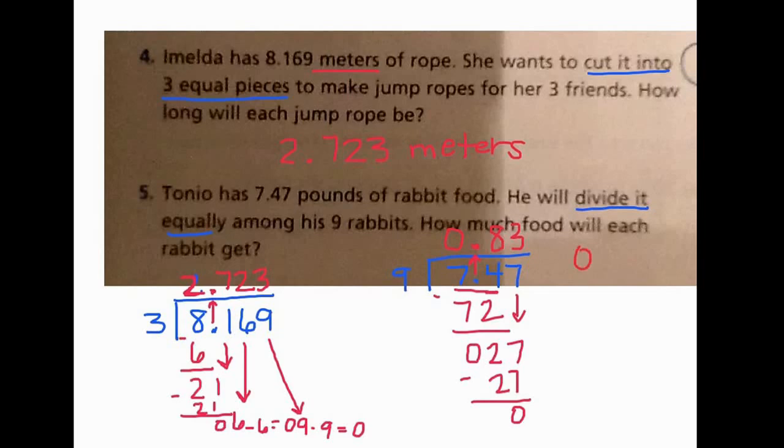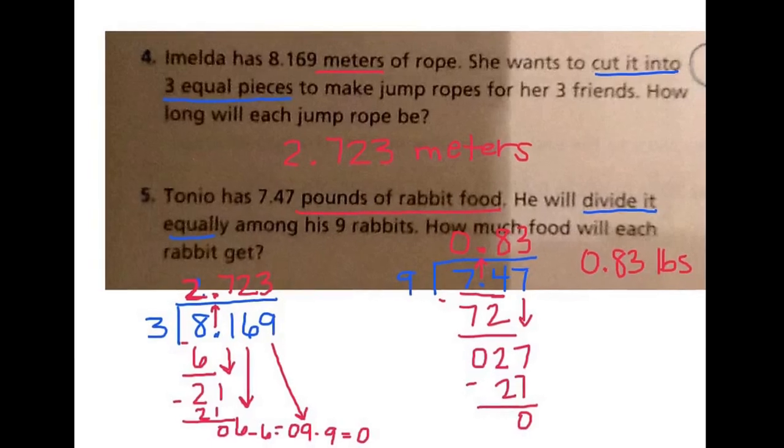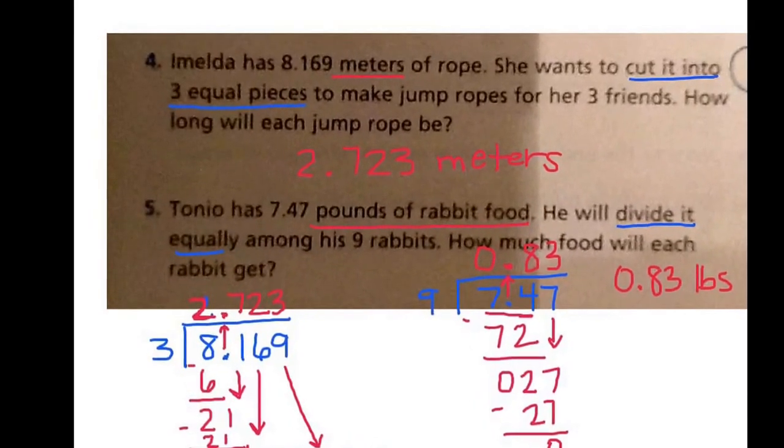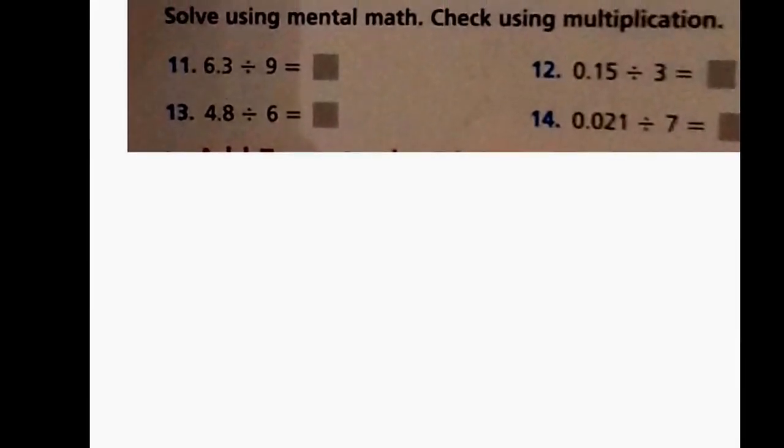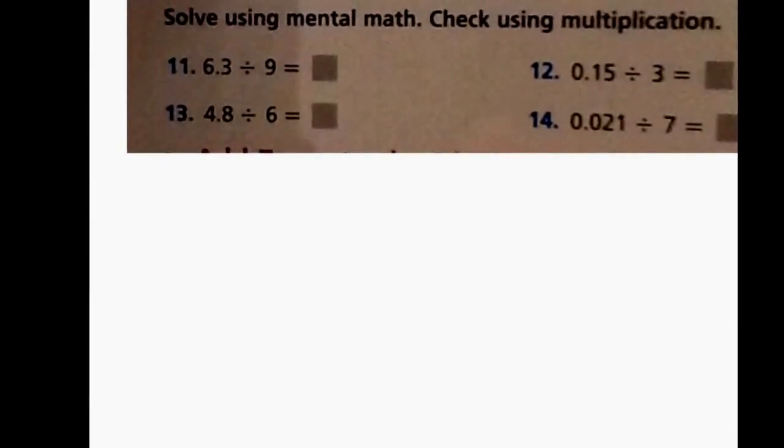And I would answer this problem as 0.83 pounds, because I noticed in the beginning of the problem they said pounds of rabbit food. So that means each of his rabbits would receive 83 hundredths pounds of food. Okay, this exercise is just helping you understand how to place a decimal in a division problem.